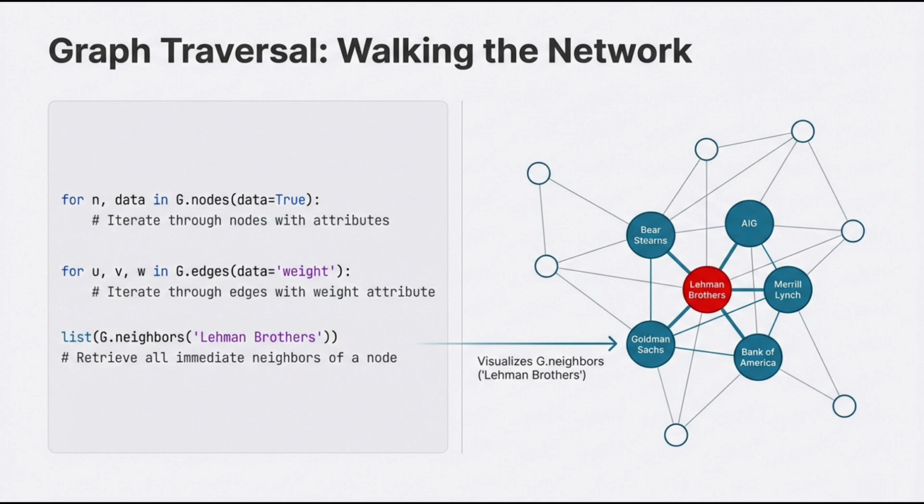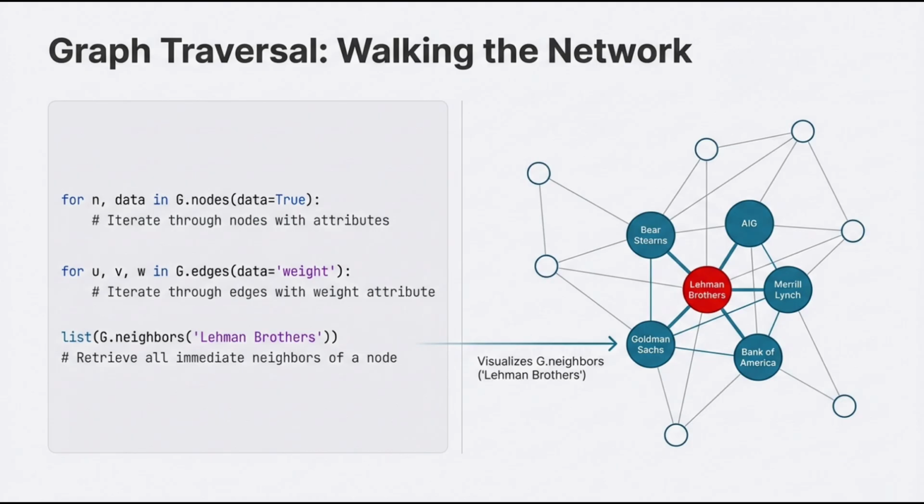The important lesson is that a network is not only something we store, it is something we query. We can ask, who are this node's immediate neighbors? Which edges have a certain weight? What attributes belong to this node? In practice, these operations are the basis for deeper analysis. Before computing contagion or centrality, we often need to inspect the local structure around a focal institution.